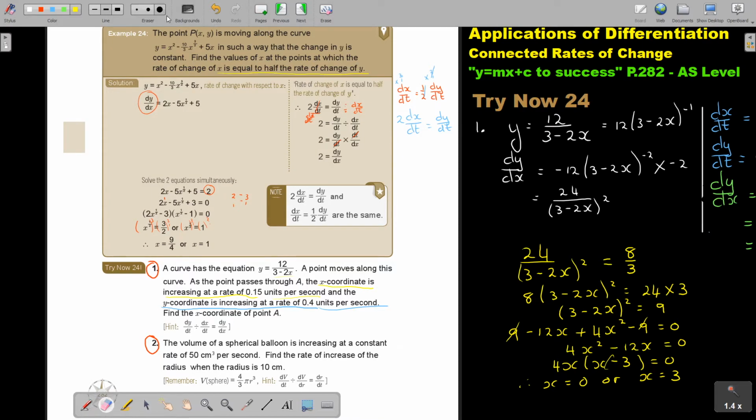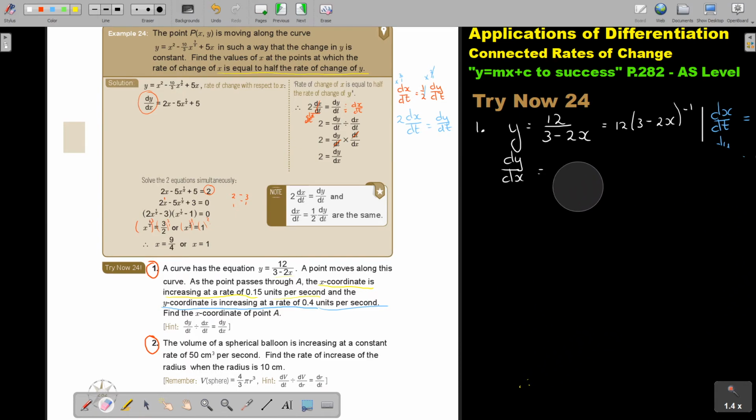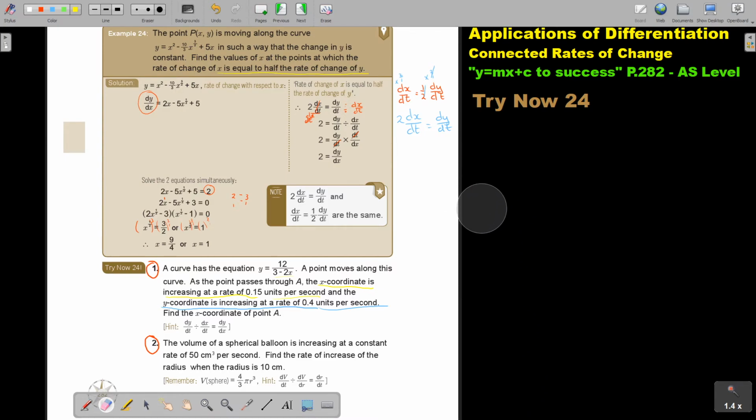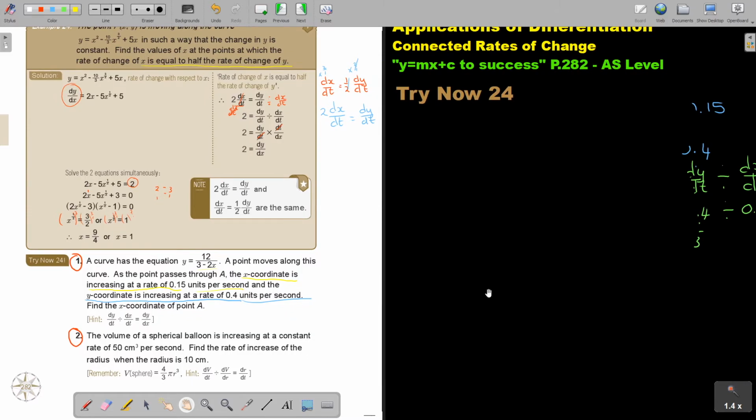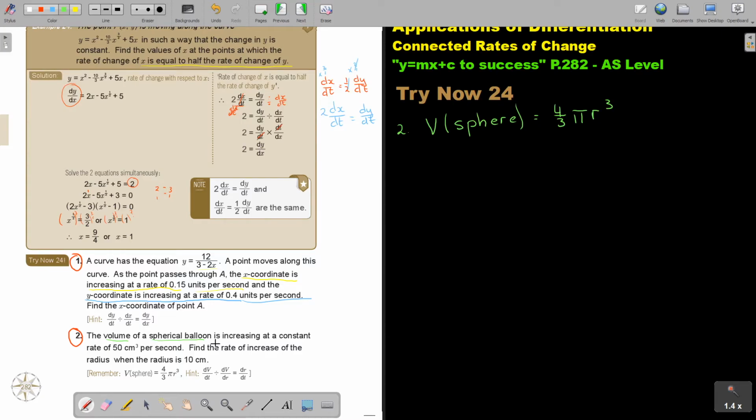Just going to clean to make space. Okay, the volume of a spherical balloon is increasing at a constant rate of 50 centimeters per second. Okay, number 2. It's a spherical balloon and its volume. Now, if you can recall, what is the volume of a sphere? That's 4 over 3 pi r cubed. Okay. That's 50 per second.